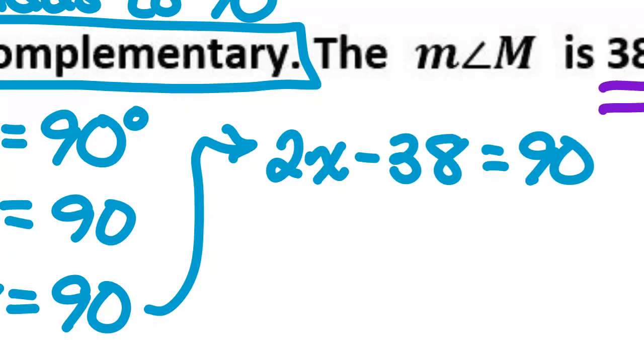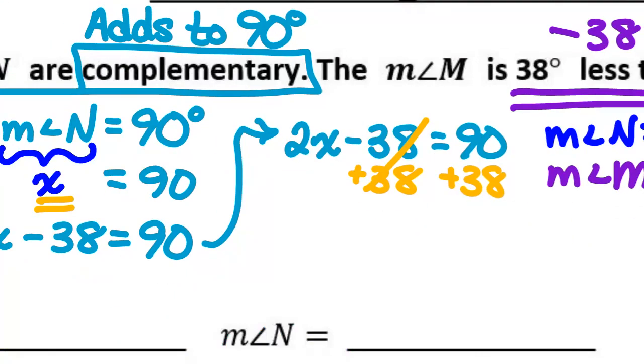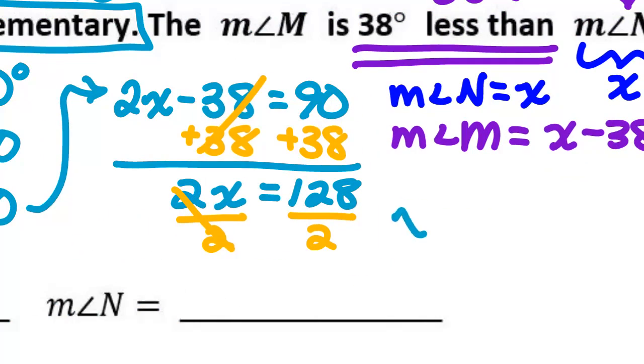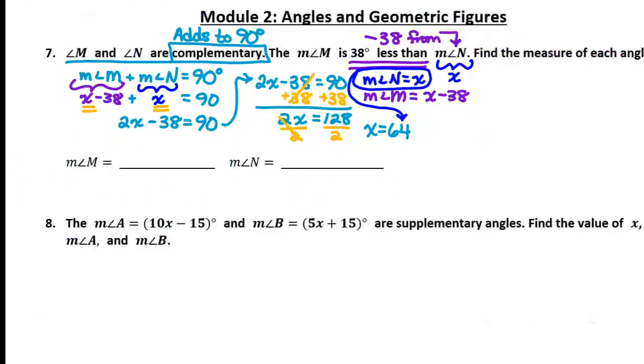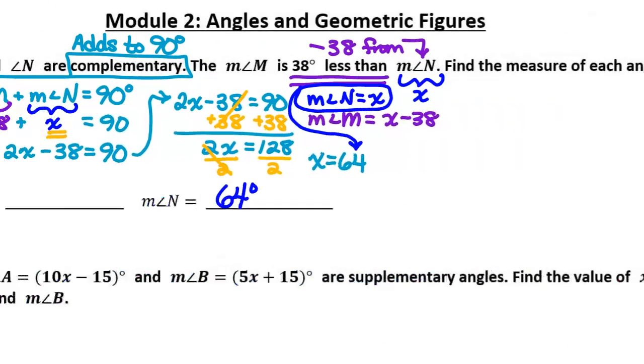Then I add 38 to both sides. We get 128. And then we divide both sides by 2. And I get that X is 64. Well, we said that angle N is whatever X is. So angle N would be 64 degrees.